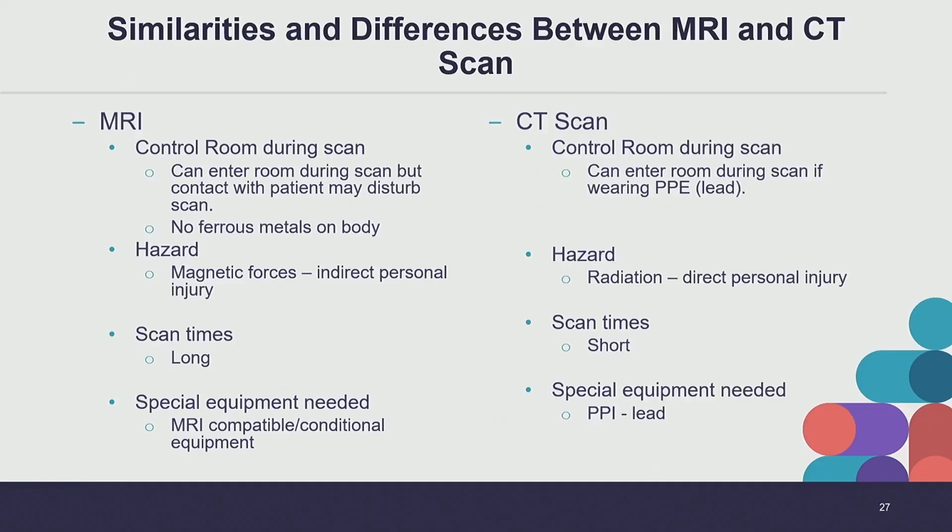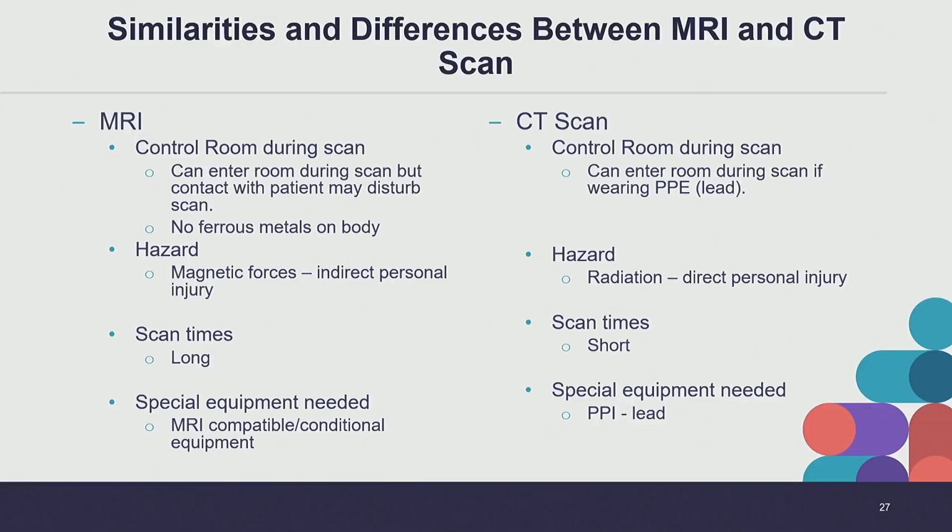And then just real quick, similarities between MRI and CT. In both MRI and CT, you're going to be in the control room during the scan. In the MRI, you can be in the room during the scan, but if you open the door, it's going to mess up the scan, and they may have to reset. In the CT scan, you want to be in the control room just because you don't want to get irradiated, but you can go in wearing PPE.